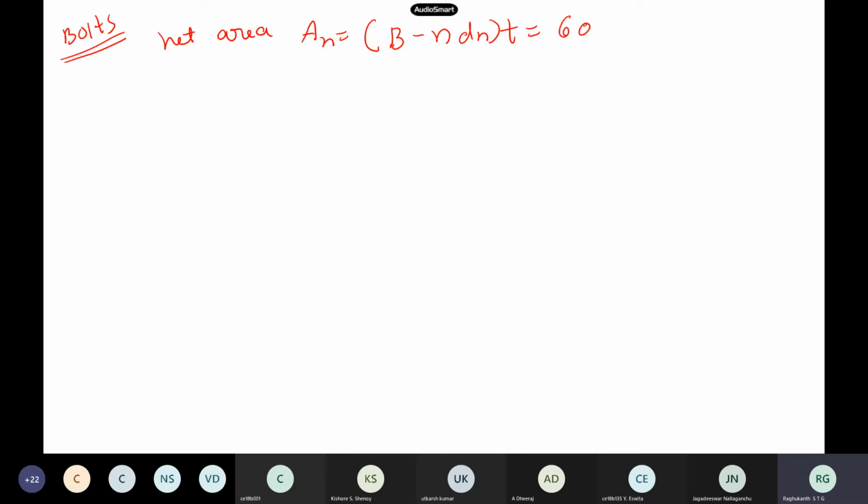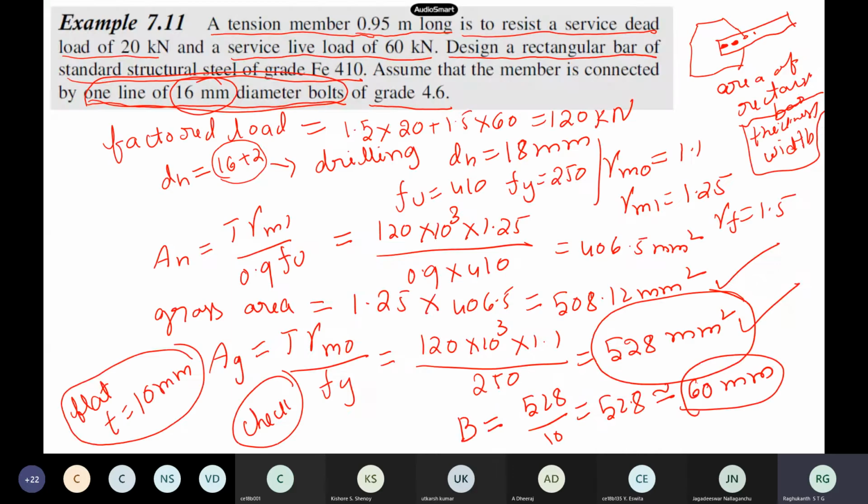So this turns out to be 60 minus, you see, 1 into 18, which is the diameter of the hole, multiplied by 10. If it was a punched hole, then it will be 1 into 20. So net area will come down when it is a punched hole. 420 mm square. So obviously, what is the net area required? Now, how much net area did we get? See, what was the net area we calculated previously? You can see here how much is the value?